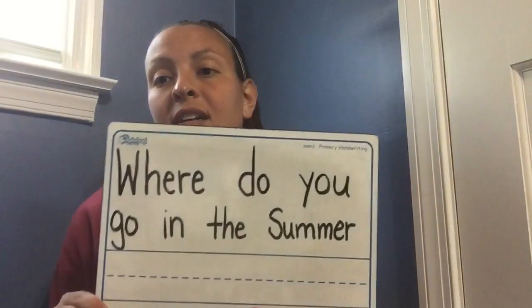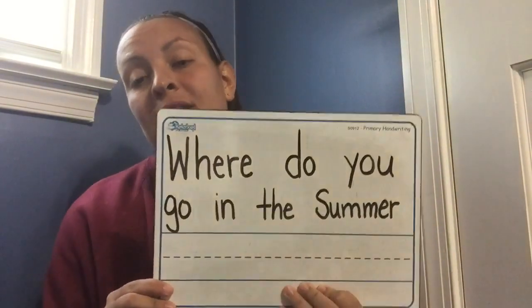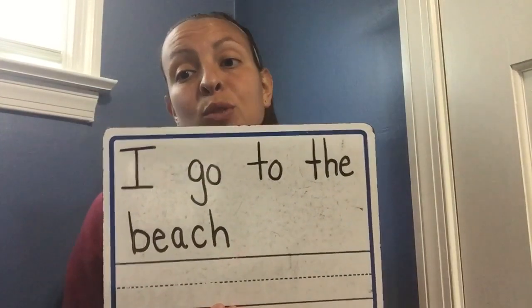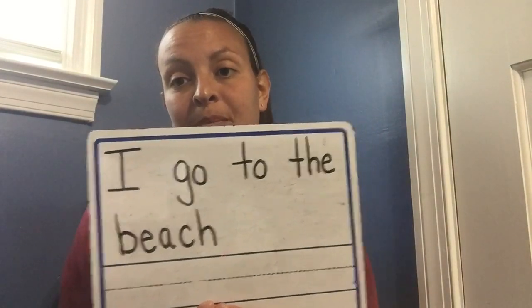Now I have two more sentences for you. And this time, I want you to tell me which sentence is the telling sentence. It's not asking a question, it's telling us something. All right, my first sentence. Where do you go in the summer? My second sentence. I go to the beach. Think about which sentence is telling us something.